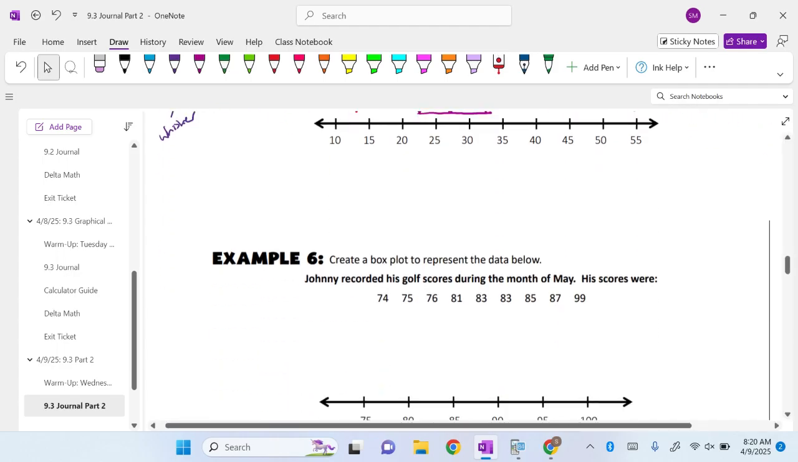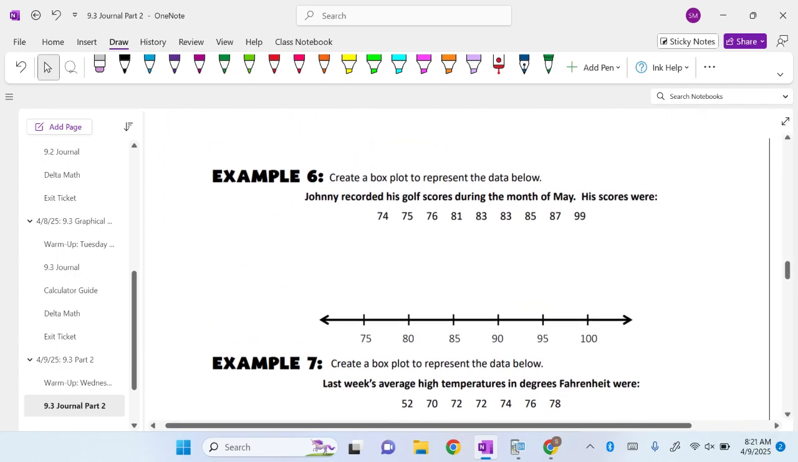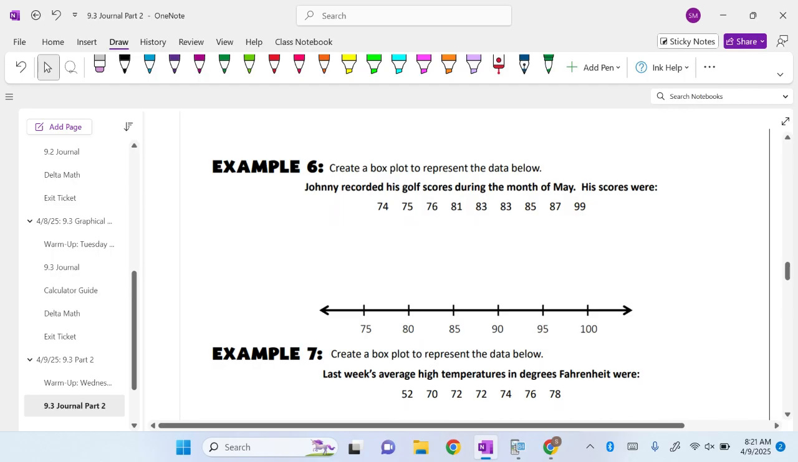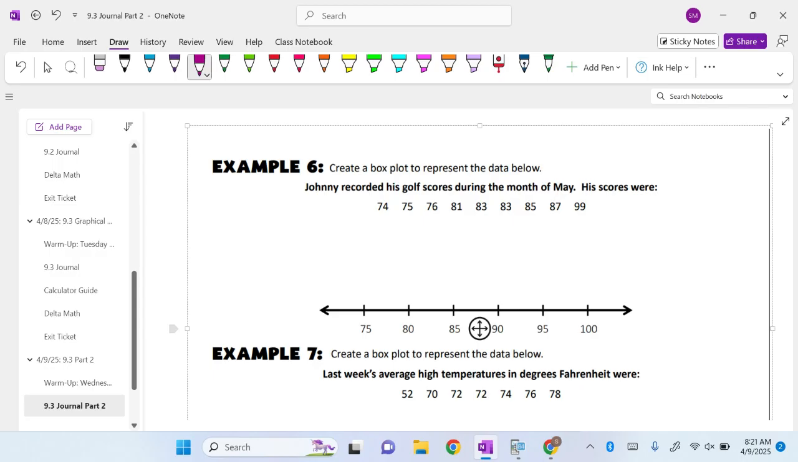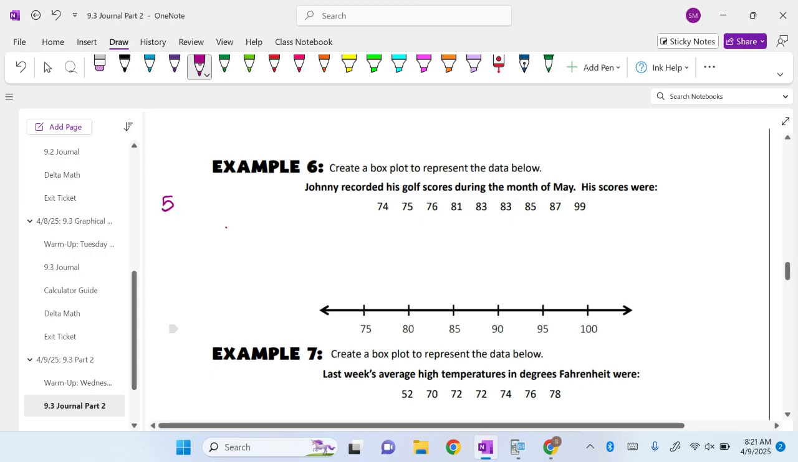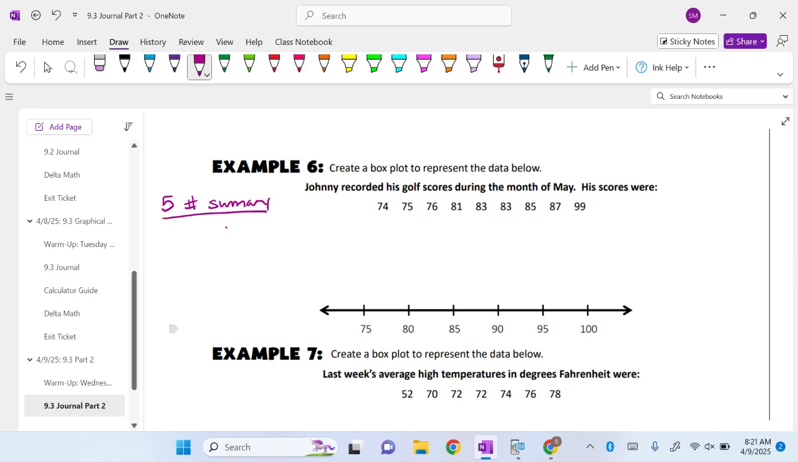All right. Let's look at another example. So, for example 6, I want you guys to go ahead and make your 5-number summary on your own, and then make your box plot. I'll give you guys about 5-6 minutes to do that. So go ahead and get started.